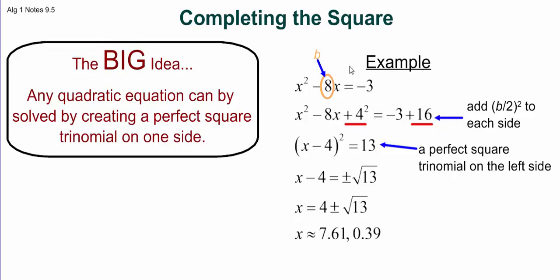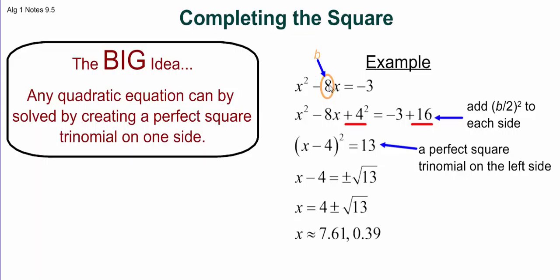Alright, so I'm going to walk through this example with you. This one's already worked all the way through. We started with x squared minus 8x equals negative 3. Now this number 8 right here, and again I'm kind of ignoring the negative, but this number 8 is key. It's our b value. Again, technically it's negative 8, but that's okay. We don't have to worry about the negative.